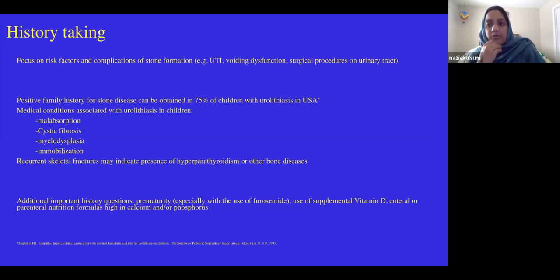And then also in premature infants, you have to remember most of them are exposed to long-term TPN, parenteral nutrition. They are also getting formulas that are very high in calcium and phosphorus content because of the fortification to give them more calories. So these could all be factors of causing kidney stones.